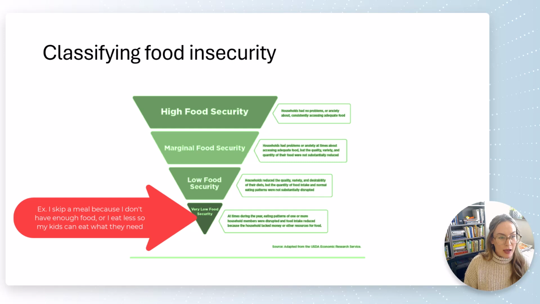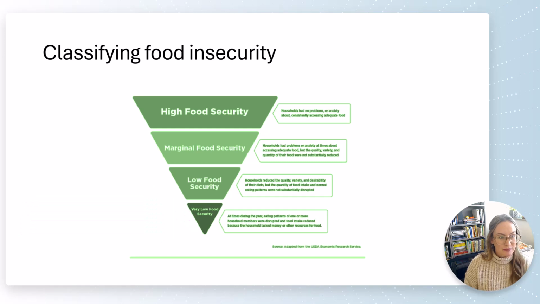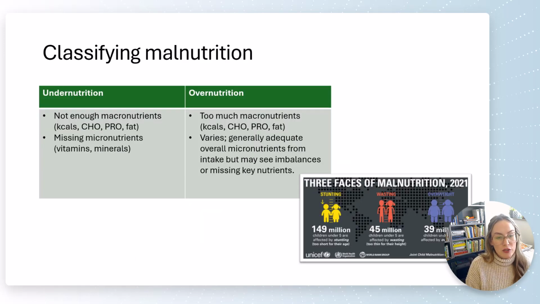Now let's take a look at malnutrition. We see two basic types. So undernutrition is when we're not eating enough macronutrients, so things like calories, carbohydrates, proteins, and fats. And we also might be missing some of the micronutrients like vitamins and minerals. Overnutrition is a different type of malnutrition that we don't often think of, and that's where we're getting maybe too many macronutrients, so calories, carbohydrates, or protein or fat. And then the micronutrients can vary.